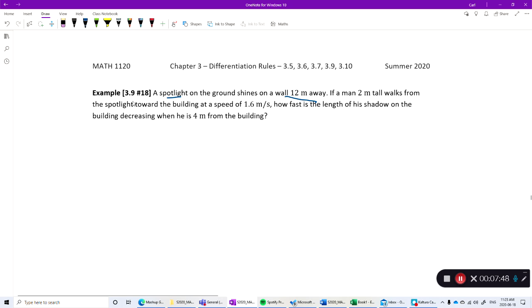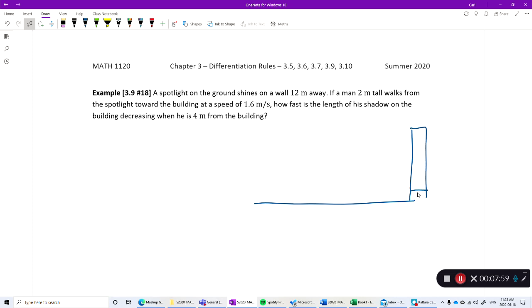Sometimes it helps to draw the picture before you even really know what's going on. A spotlight on the ground shines on a wall. Okay, let's draw that. So here's my wall. And you don't have to be too artistic about it, but let's make it maybe a brick wall, right? There we go, brick wall. There's my wall, and I have some kind of source of light right on the ground shining this way. How do you draw a spotlight? So maybe I'll draw a light bulb, there we go, shining.